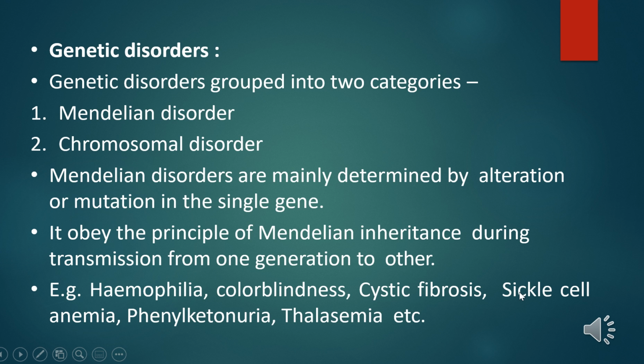So this slide includes genetic disorders. Genetic disorders are grouped into 2 categories: Mendelian disorders and chromosomal disorders. Mendelian disorders are mainly determined by alteration or mutation in a single gene. These disorders are transmitted to the offspring on the same lines as we have studied in the principles of inheritance. Just like that, the pattern of inheritance of such Mendelian disorders can be traced in a family by pedigree analysis. So most common are hemophilia, color blindness, cystic fibrosis, sickle cell anemia, phenylketonuria, thalassemia, etc.